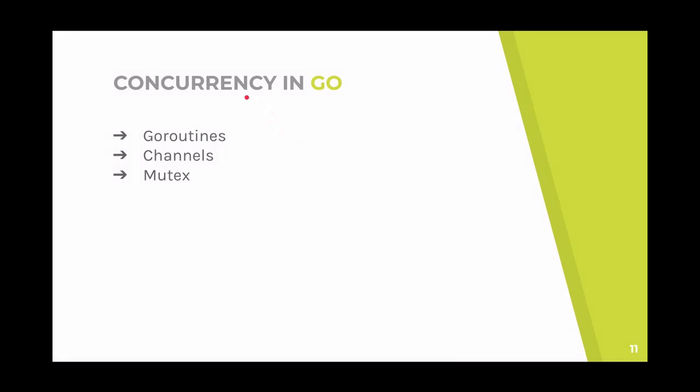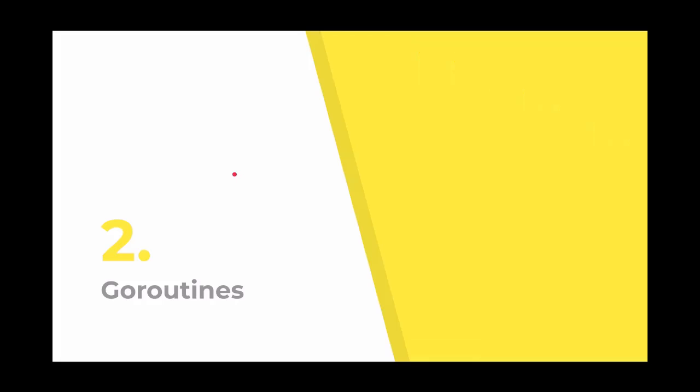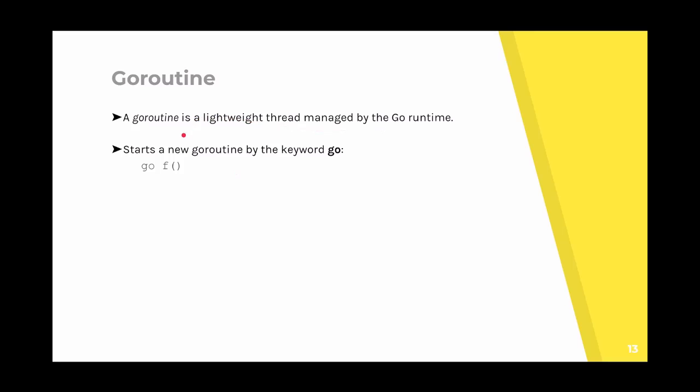Now let's look at the concurrency in Go. First, I will talk about Go routines, and my partner will continue to talk about channels and mutex. A Go routine is a lightweight thread managed by the Go runtime. We can start a new Go routine by the keyword go like this, followed by a function.